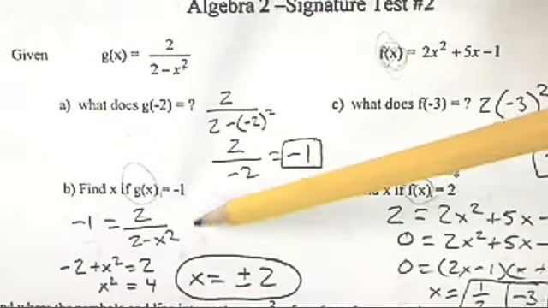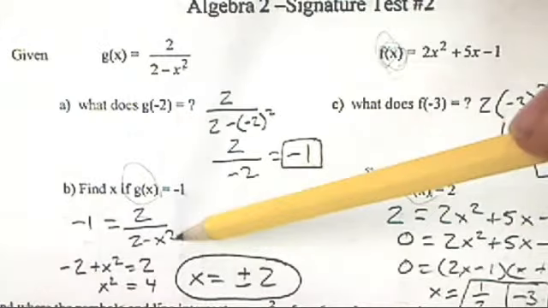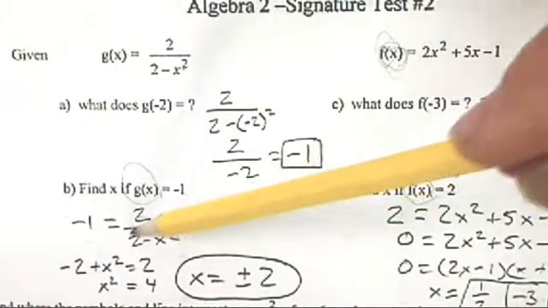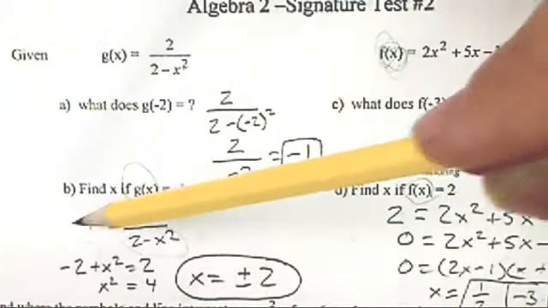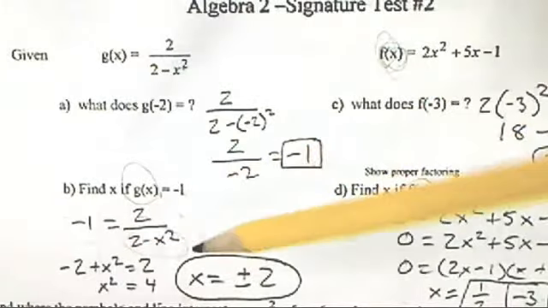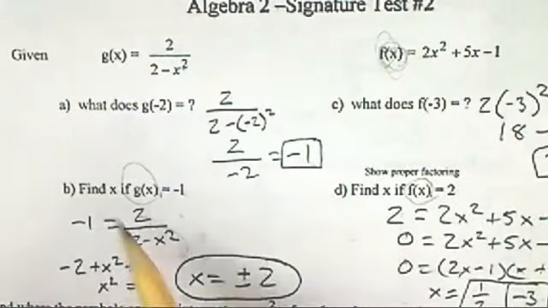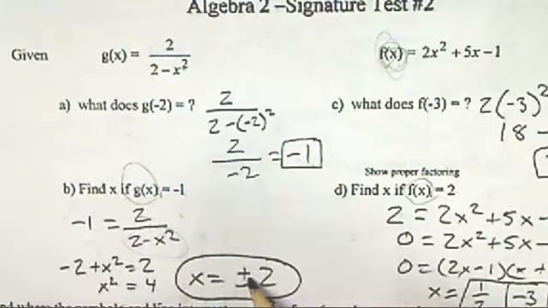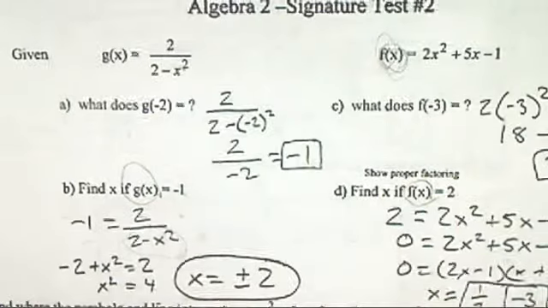Some got stuck on how to solve that one. If you have a fraction, multiply by the common denominator. That's what I did. I multiplied this to each side of the equation. And at the very end, you had x squared equals 4. And don't forget to look at the positive and negative answer there.